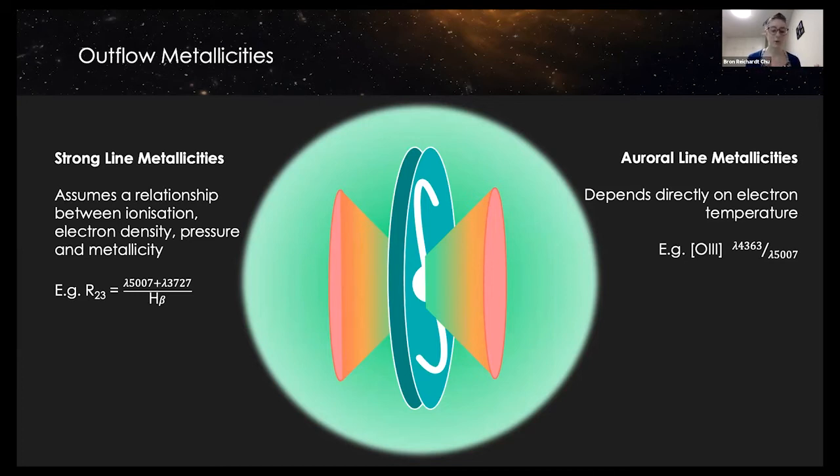And this works quite well when we look at galaxy disks and we understand how all of these things interact and work. But as we move off the disk into the outflow, as I just showed, the electron density changes. And we don't always understand how this actually happens in an outflow. And so we'd prefer to measure metallicity with something like auroral line metallicities, which depend directly on the electron temperature. However, auroral lines tend to be 50 to 100 times fainter than strong lines.